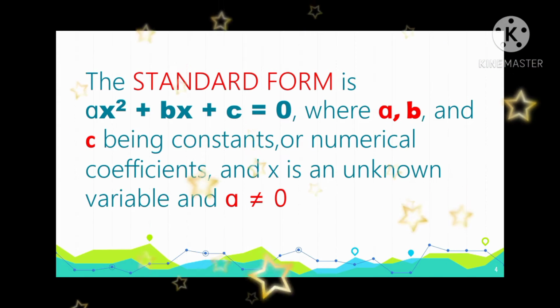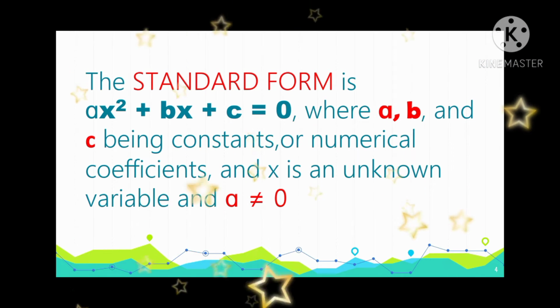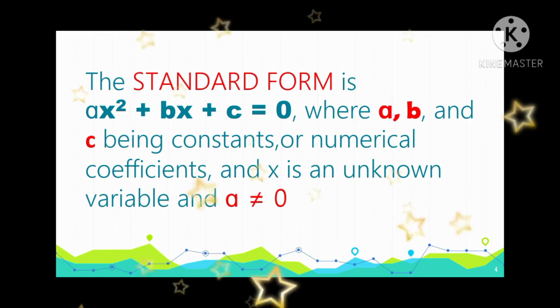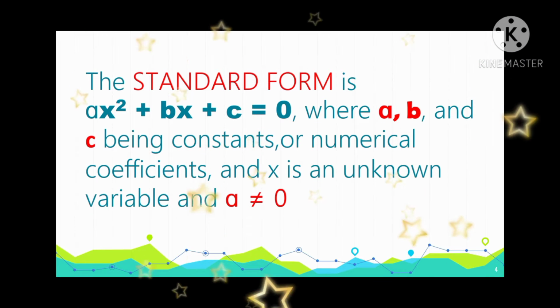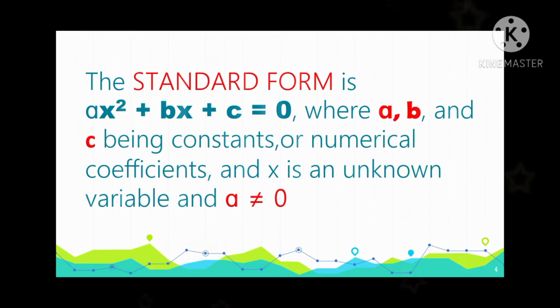Why is it that hindi pwedeng maging 0 si a? Kasi, if we multiply 0 by x squared, the answer is 0. So, mawawala ang ating quadratic term. Okay.